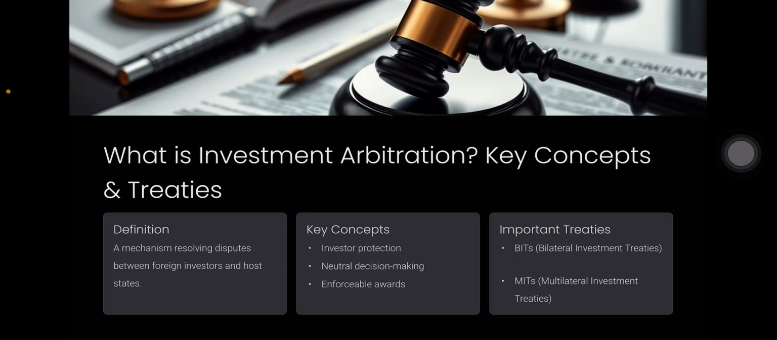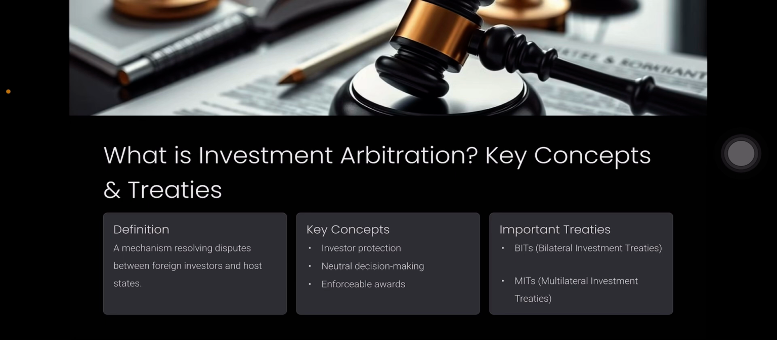Basically, investment arbitration is a legal mechanism used to resolve disputes between foreign investors and the host states. These disputes often arise when investors believe that their rights under international treaties have been violated. For instance, if a government unfairly seizes their assets or changes laws that harm their businesses.